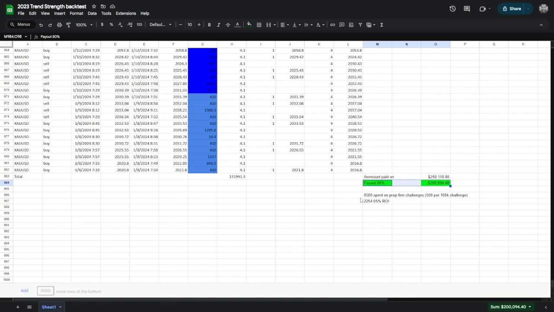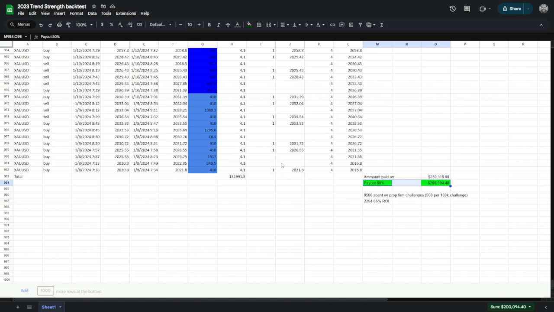So that is the actual amount that we would have been paid out. Okay. So basically, we paid $8,500 of our own money to spend on prop firm challenges, and we were able to get paid out from those prop firms $200,094. So that equates to a 2,254.5% return on investment overall.